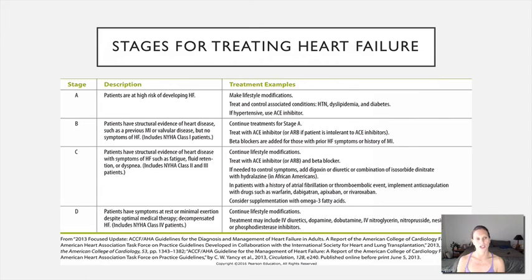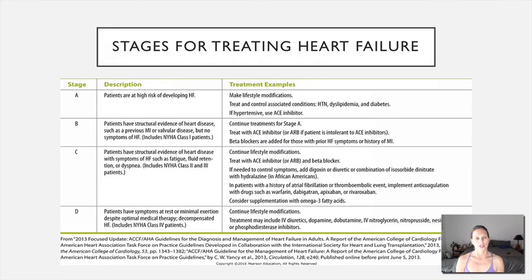So at stage A, we have people who are at risk for developing heart failure. At this point, they do not yet have heart failure. This is where lifestyle modifications come in, trying to figure out what's driving their potential towards heart failure, so treating things like hypertension, high blood cholesterol if that's a factor, and diabetes. And of course, if they are hypertensive, then we'd probably want to get them on a drug. One of the drugs for hypertension that is also used for heart failure is the ACE inhibitor, which we're going to talk more about. It's currently the drug of choice.